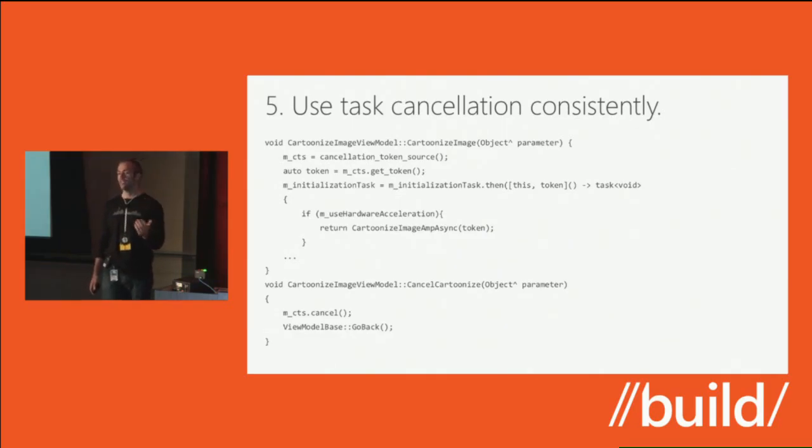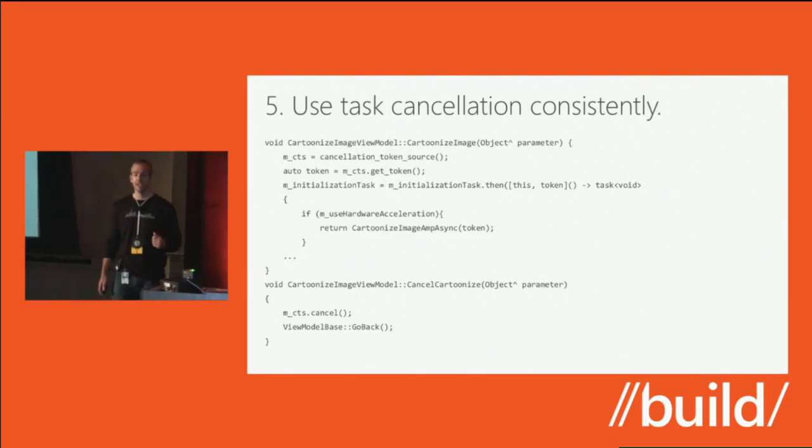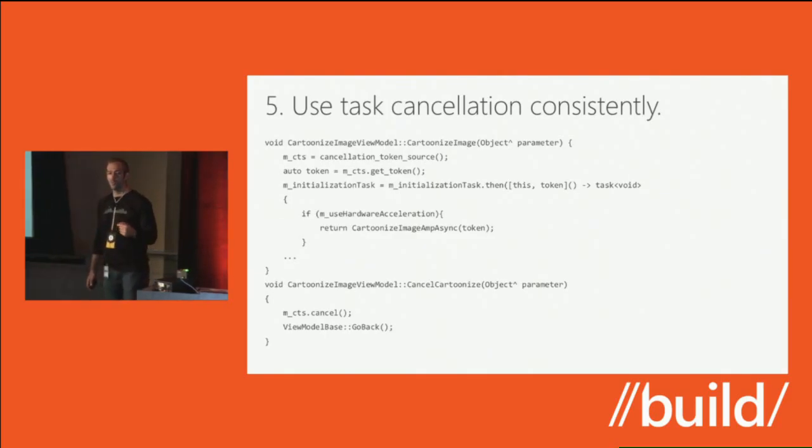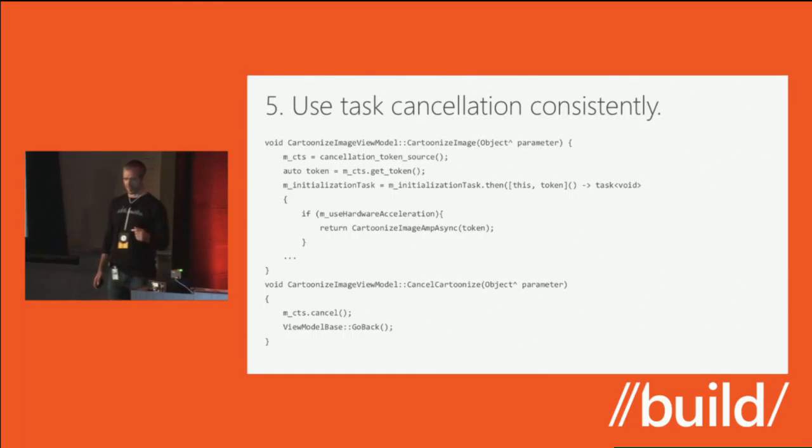You need to just have that operation cancel in the middle of it. So you want to be consistent about this. You want to create these cancellation tokens using the PPL and actually get that token and pass them along as you create tasks.